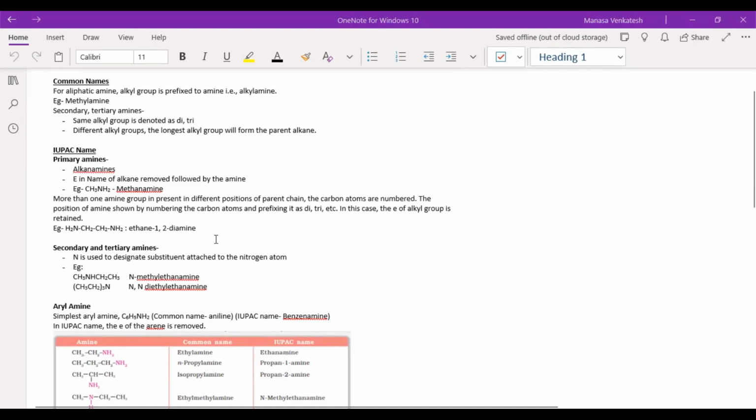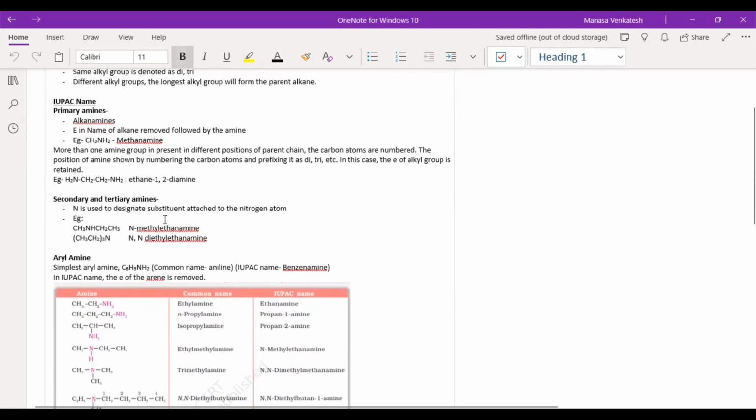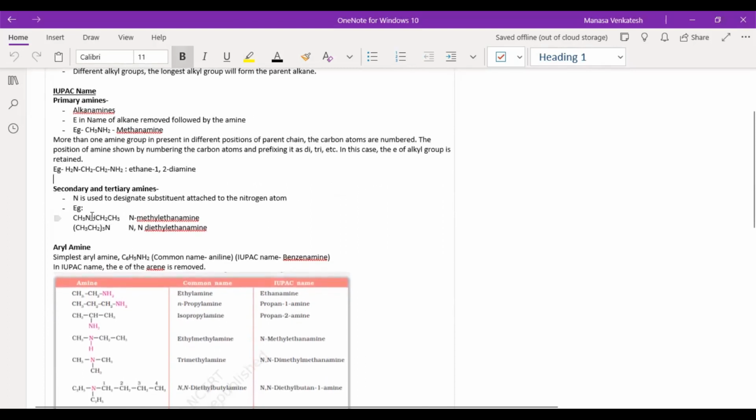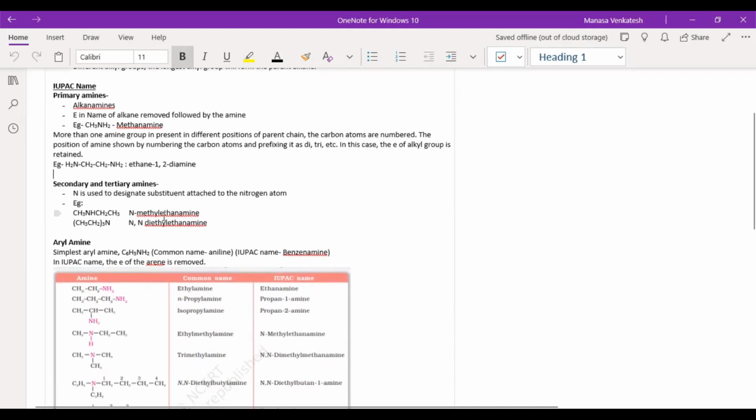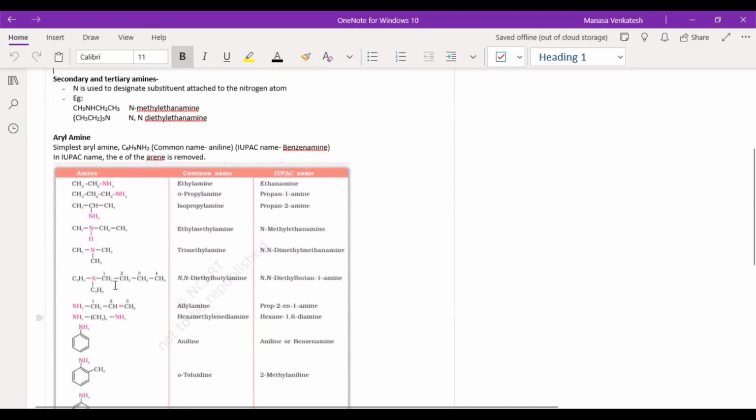And in case of secondary and tertiary amines, we use N to designate the substituent. So here you have N-methylethanamine, N,N-diethylethanamine, because all 3 of the ethyl groups are of the same length. So it does not matter which is going to be the parent. 2 of the ethyl groups are considered as the substituent, while 1 is the parent chain. Similarly, in this case as well, you have 2 ethyl groups. So N,N-diethylbutane-1-amine. The 1 is showing that the first carbon atom is bound to the nitrogen atom.